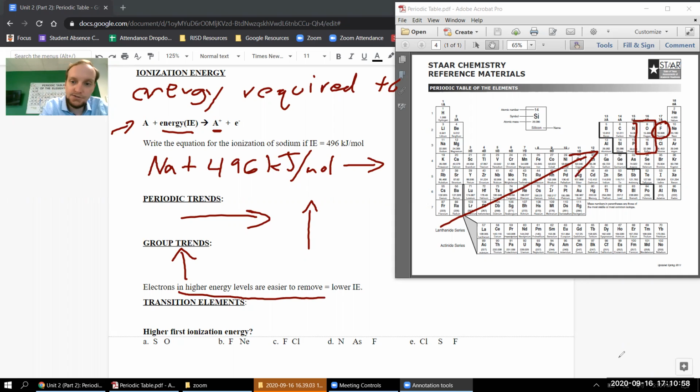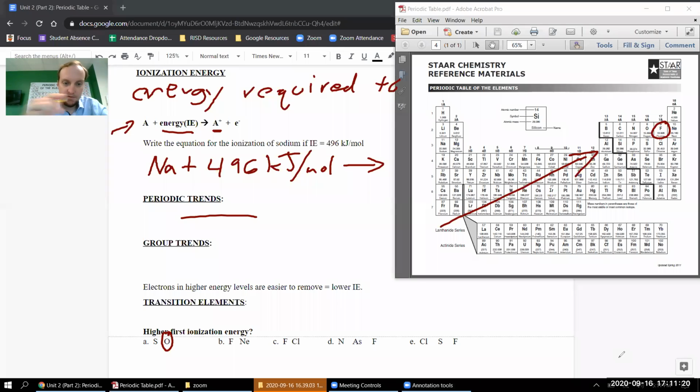So the higher ionization energy would be O, meaning more energy is required to steal its electron than sulfur. Sulfur would be easier to steal from. Oxygen would be harder to steal from, okay? All right, the next example I should say, is we have fluorine and neon. So fluorine and neon.